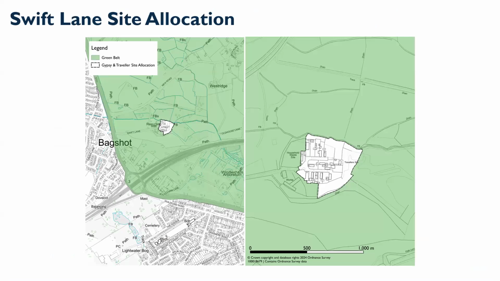And here we have a map showing the location of the site in question. As Jane has mentioned earlier, at present the site is located within the extent of the Greenbelt. However, the site is proposed to be removed from the Greenbelt through the Regulation 19 local plan in order to meet some of the council's identified needs.